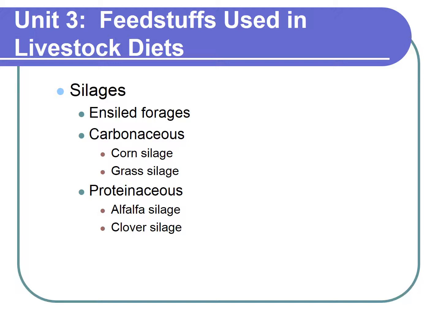The next one, as we pulled up the slide here, is anything that would be called a silage, an ensiled forage. And we can subcategorize those as carbonaceous or proteinaceous. Obviously, anything carbonaceous would be high in carbohydrates, like corn silage that would include a lot of grain, hopefully, in that corn silage. Grass silage would go as a carbonaceous silage. Wheat silage would go in that category as well.